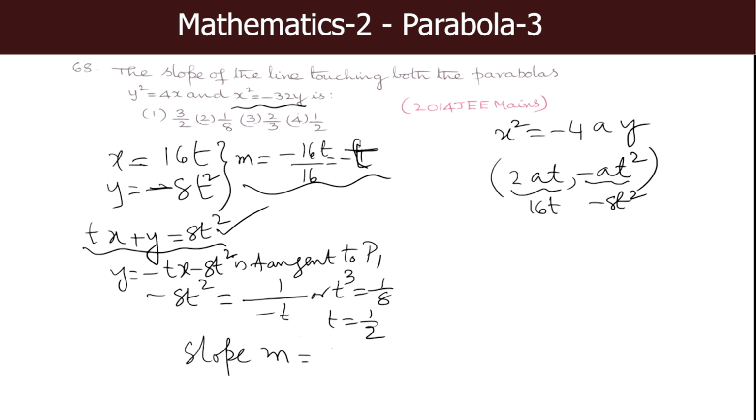Oh, this is a plus 8t square, there is a small correction. So, this is y equal to minus tx plus 8t square. So, this is t cubed is minus 1 by 8. So, this is t equal to minus half. So, this is slope m equal to plus 1 by 2. Okay. Small correction here. So, therefore, t is minus half and the slope m is minus t, which is equal to plus 1 by 2, which is the fourth option.